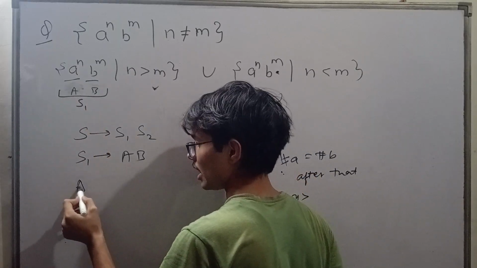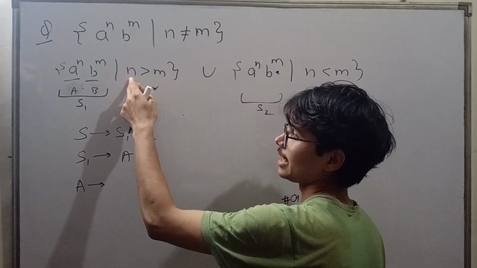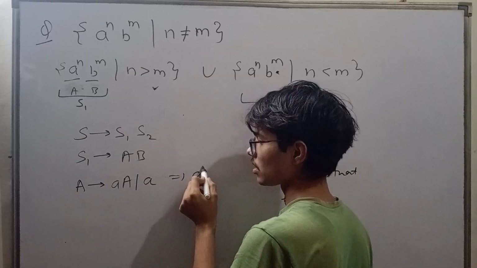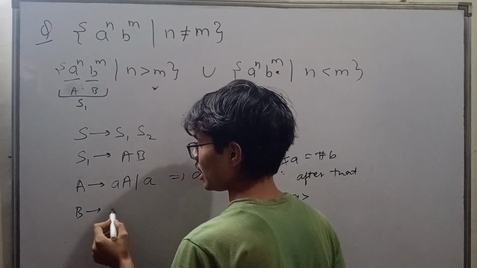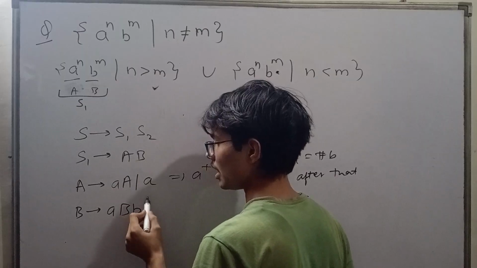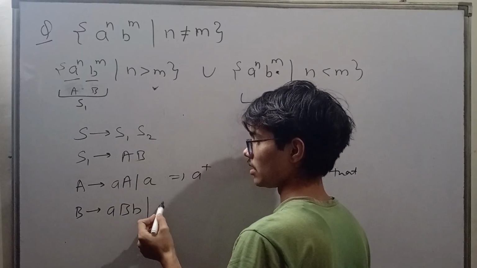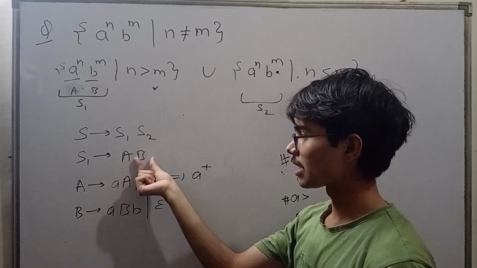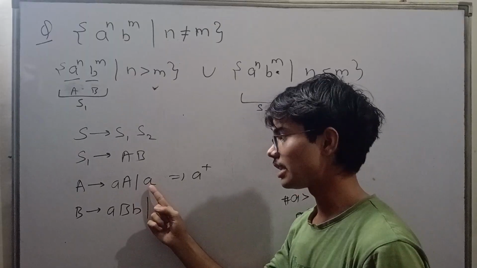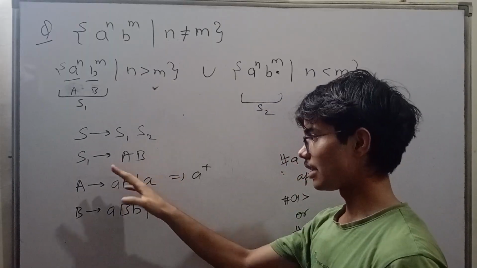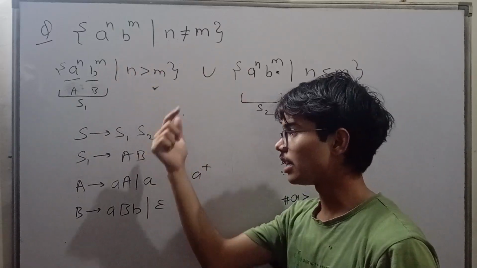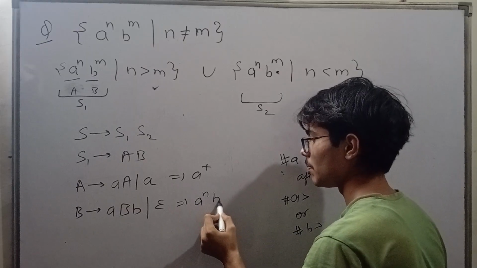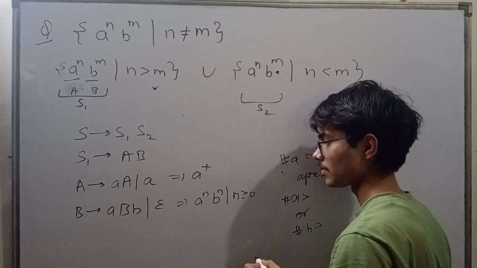From s2, I also have to generate a plus, because it's saying the number of a is greater. So a small a generates a plus, and from b I can write a b b and epsilon, because a single a can be created, or if I put epsilon here I have to write at least an a here. That's how you can create this language. Previously we created this language, a power n, b power n, where n is greater than or equal to 0.